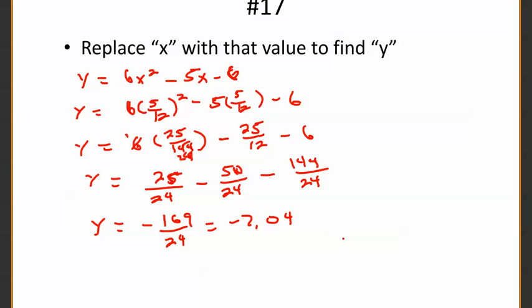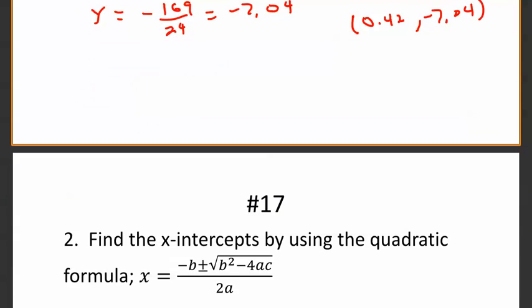So now we have the vertex of 5/12 or 0.42 and -169/24 or -7.04. That may help us to graph that, get a little bit closer with graphing that point. All right, so now that we have the vertex, we can go ahead and find the x and the y-intercepts.